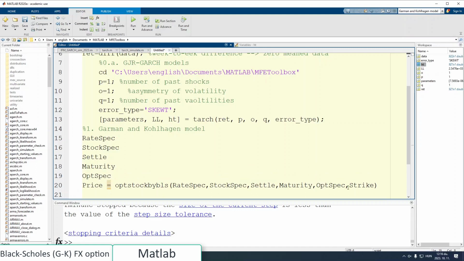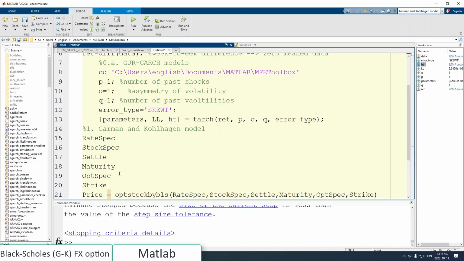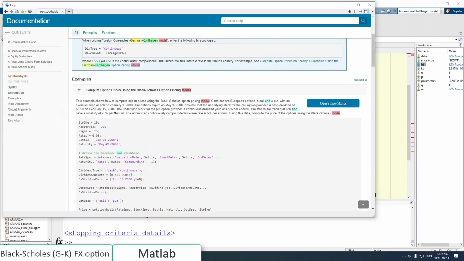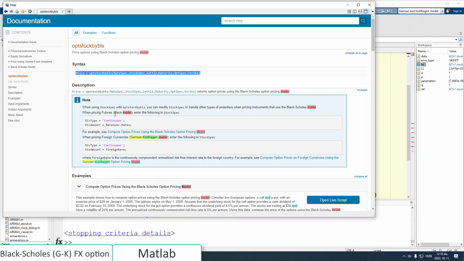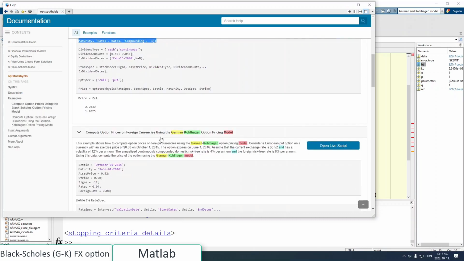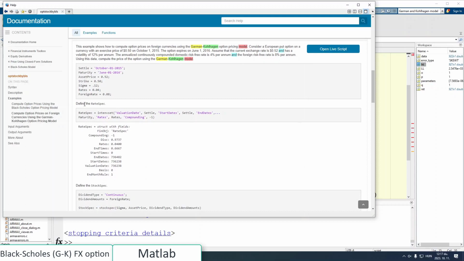Obviously we have to define all the inputs, so we are doing nothing wrong if we are just, okay, rate spec. Yeah, we're still doing this thing.